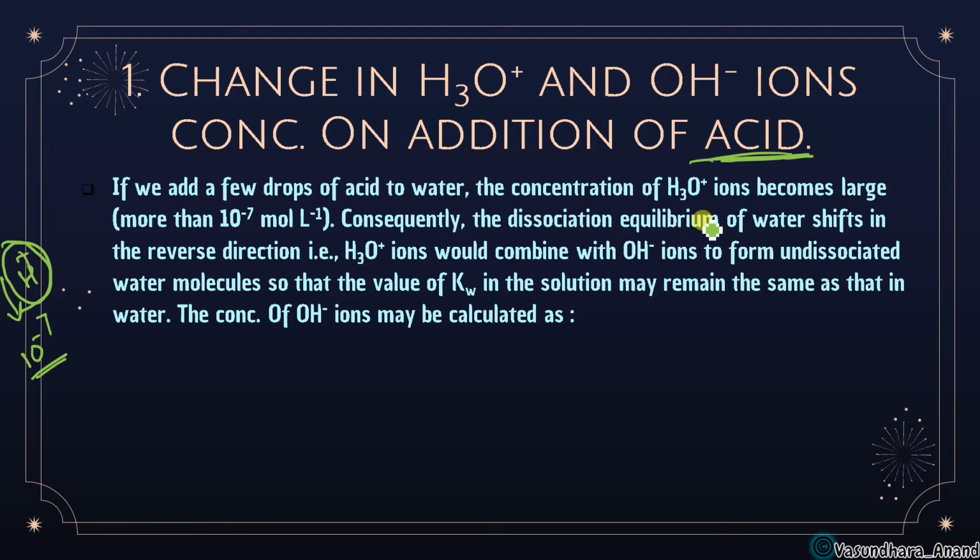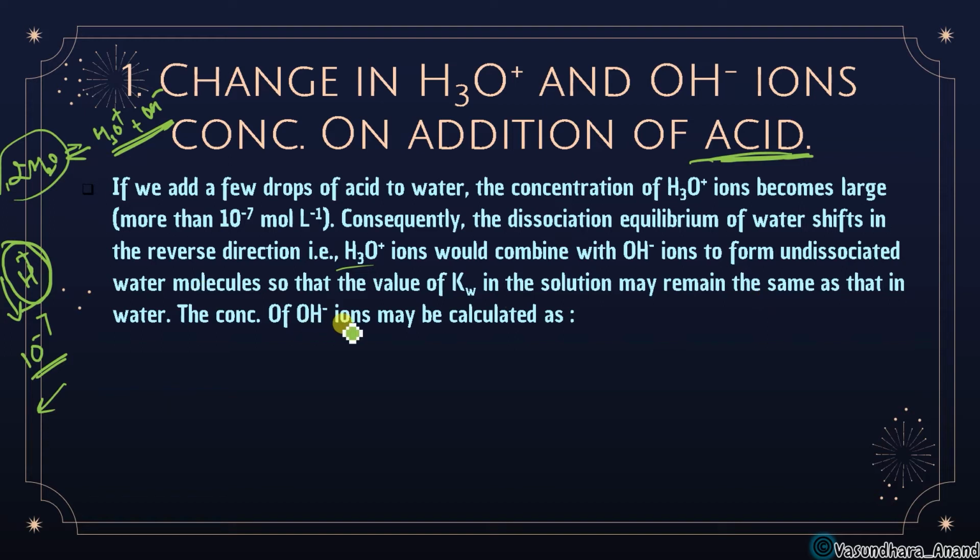Consequently, the dissociation equilibrium of water shifts in the reverse direction. The H plus ion on the product side increases, and that's why the equilibrium will shift in the backward direction. That is, H3O plus ions combine with OH minus ions to form undissociated water molecules. The reaction 2H2O changing into H3O plus and OH minus moves backward, so they combine and give you water molecules back, so that the value of Kw in the solution remains the same as in water.